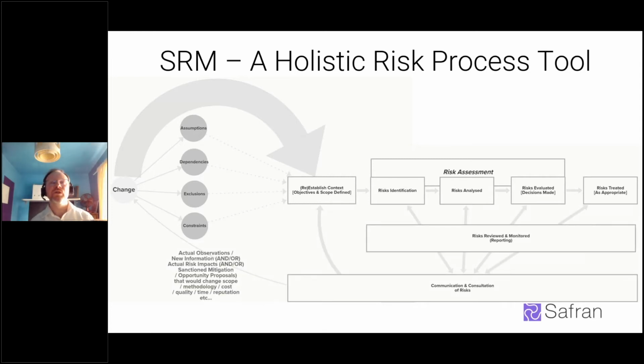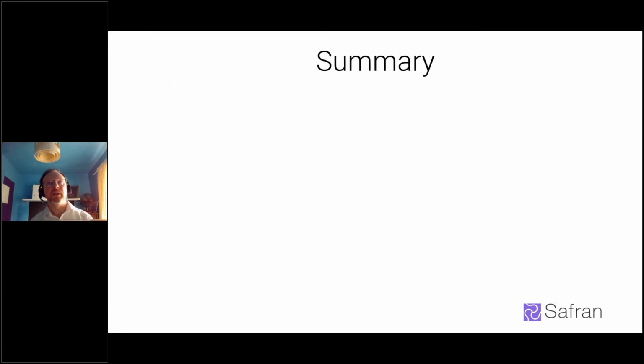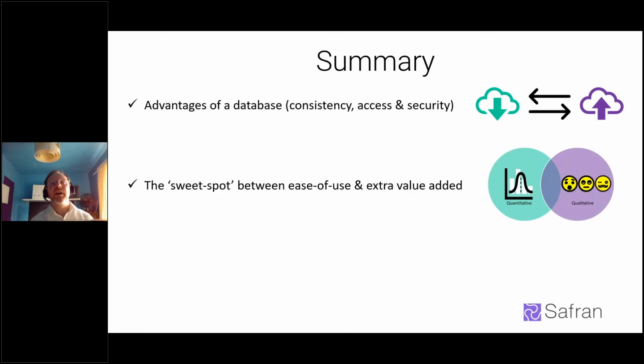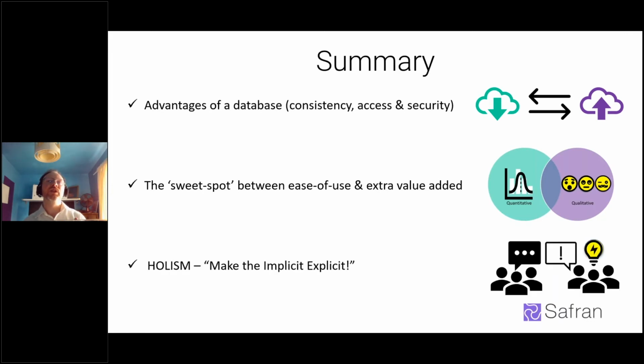SRM transcends that traditional risk-centric approach by balancing risks against the project's objectives and desired outcomes, which in turn will help you make intelligent decisions with respect to mitigation measures and opportunities. And of course, you can always then pair it up with Safran Risk for alternative scenario analysis. So to summarize, Safran Risk Manager gives you the advantages of a database: consistency, access, security, the sweet spot between ease of use and extra value added, and of course, the holism, or making the implicit explicit, as naturally as possible and for the benefit of everyone on the project.